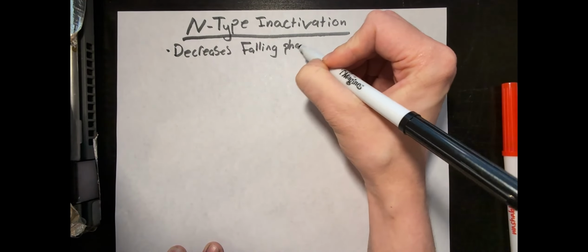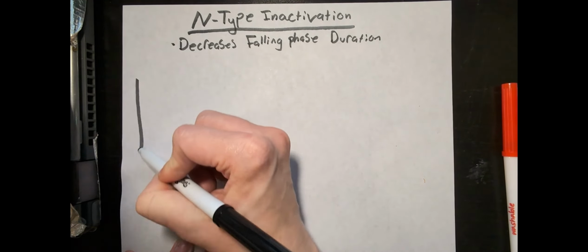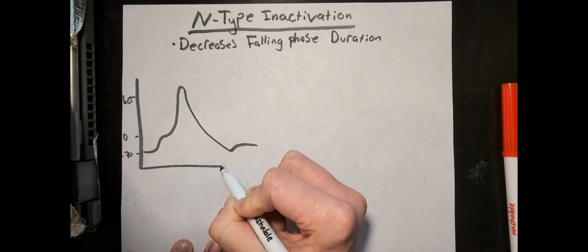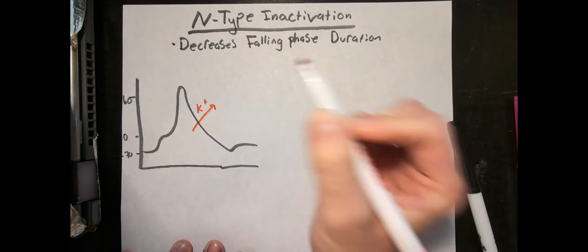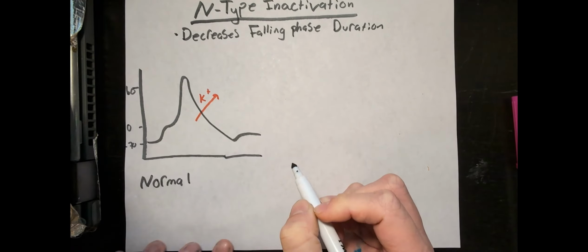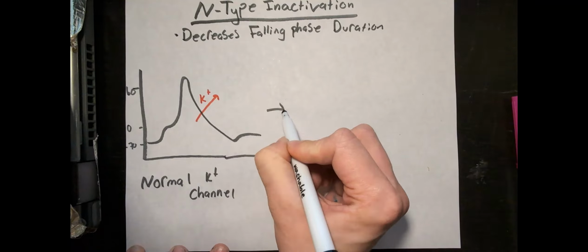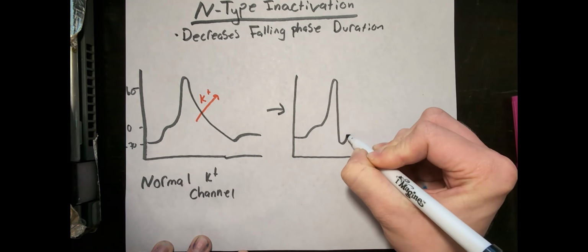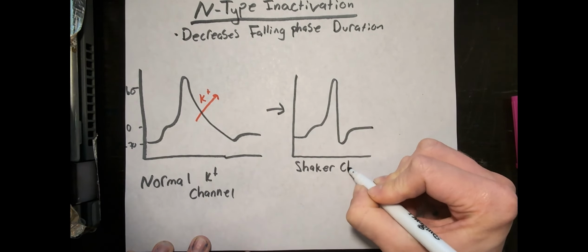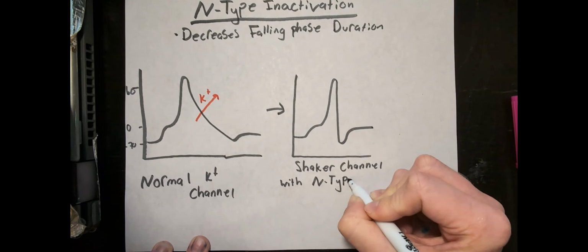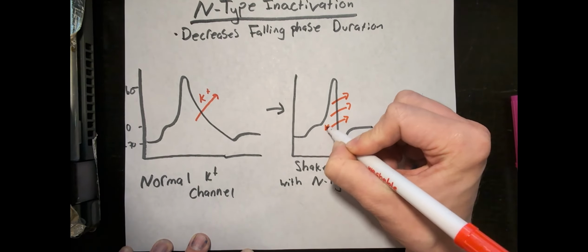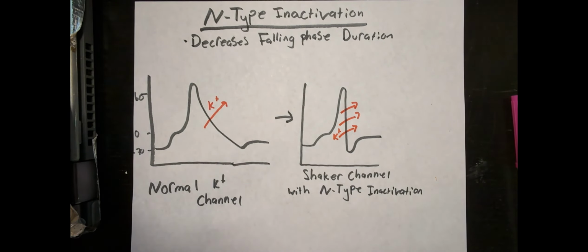this decreases the duration of the falling phase. Because it's so quick, we have our normal action potential here, and we have an extended falling phase where the potassium is going out. But with a shaker channel that has N-type inactivation, you can see that the falling phase is much shorter. It's a much shorter duration, and that's because since that ball is able to really quickly block the pore, the potassium has to leave really quickly.